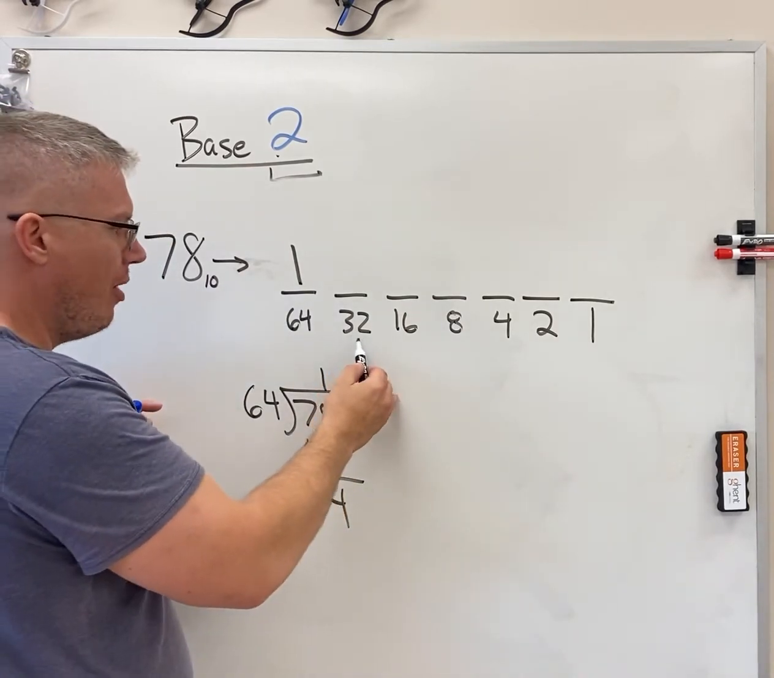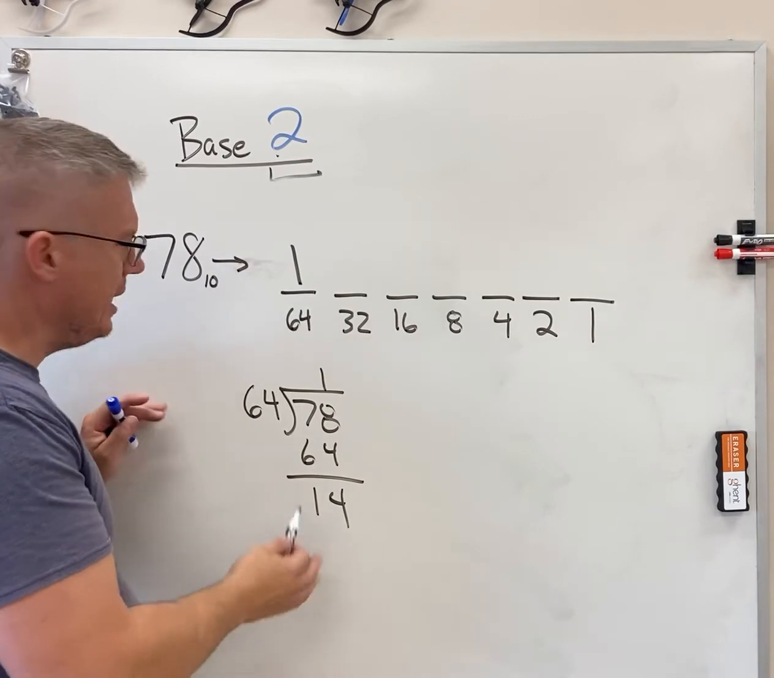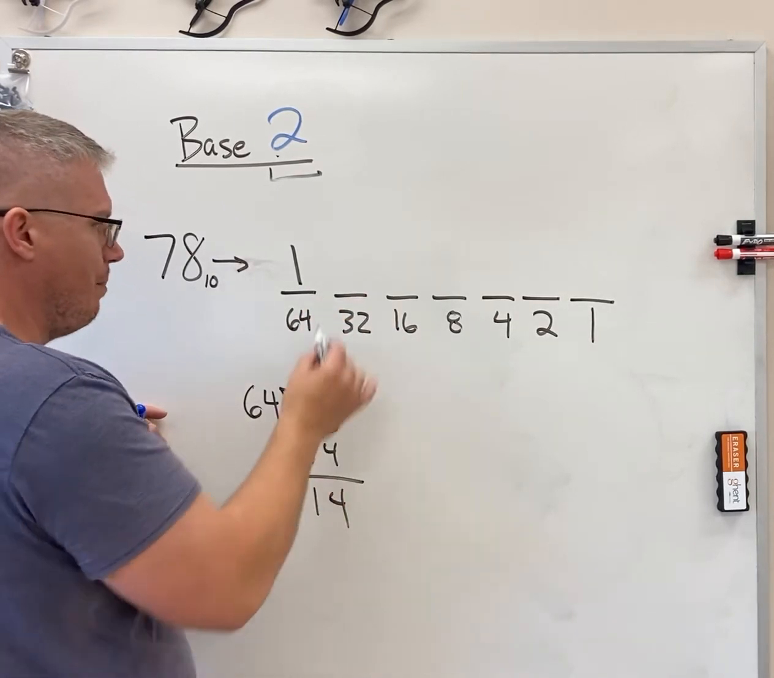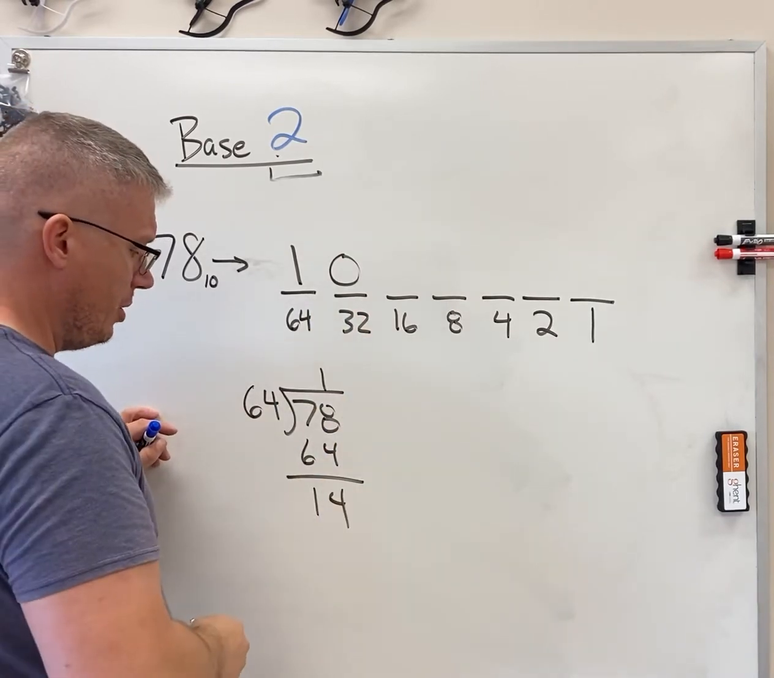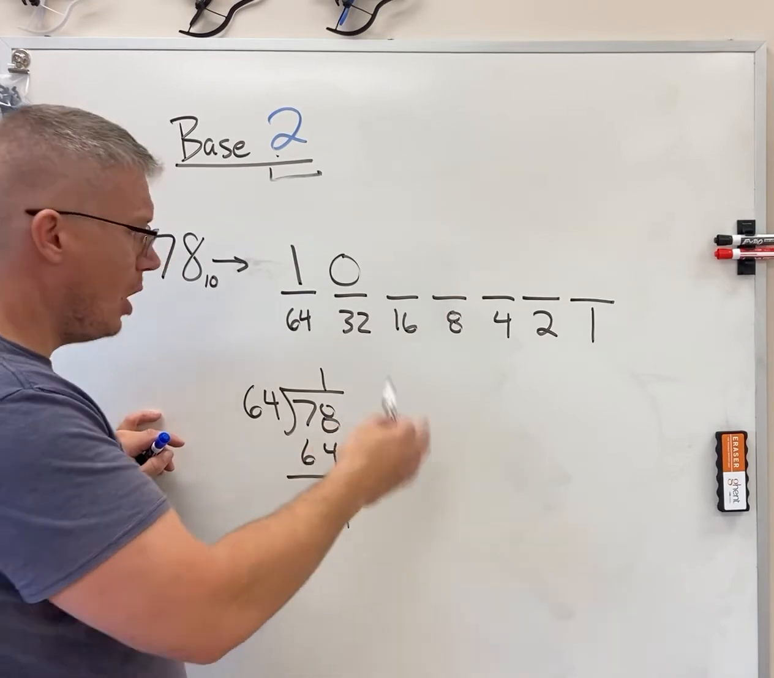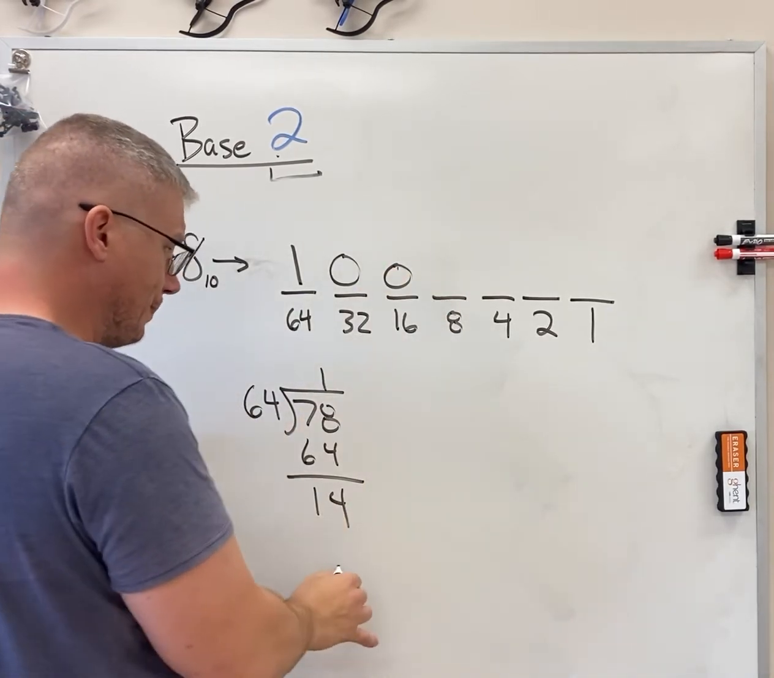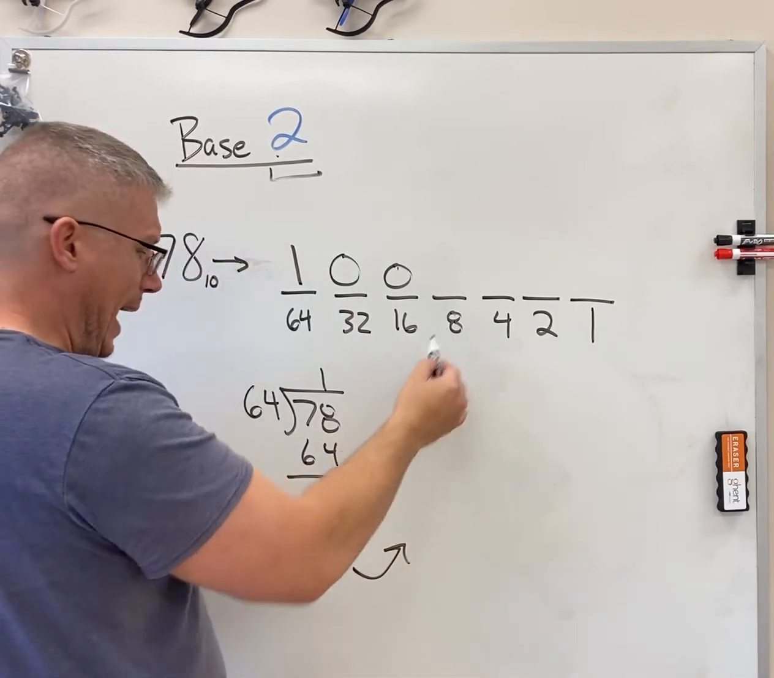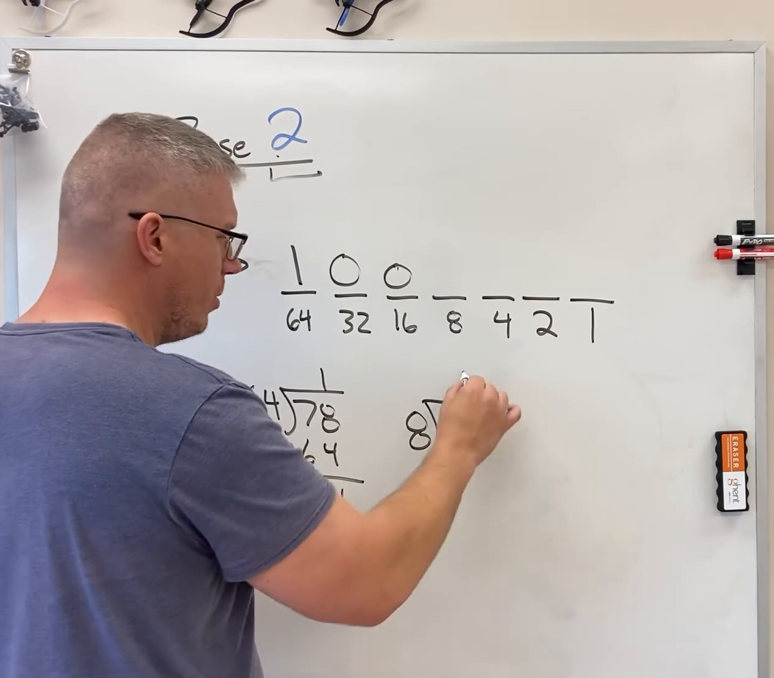Okay, can I represent 32 with that? Can 32 fit into 14? No, it can't. It's too big. So I skip that place value because I have no 32s. Can 16 fit into 14? Nope, too big. So I skip that value. All right, so next up, can 8 fit in? It can. So how many 8s can I fit into 14? Well, we know it's only 1.